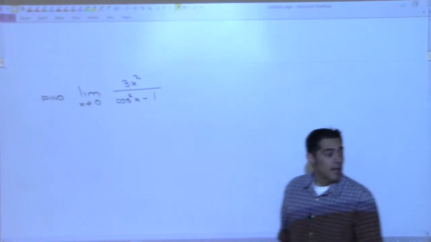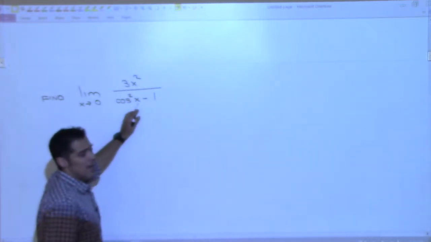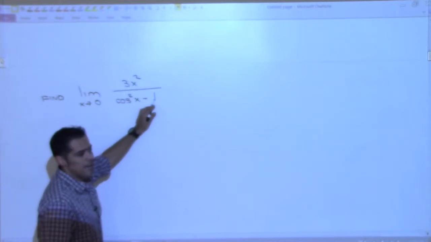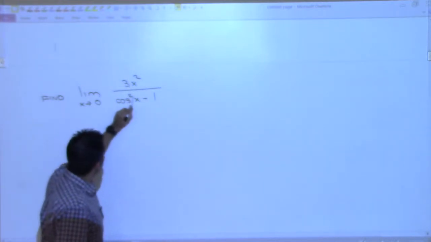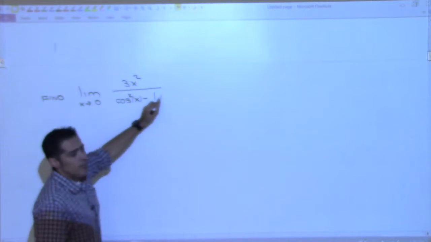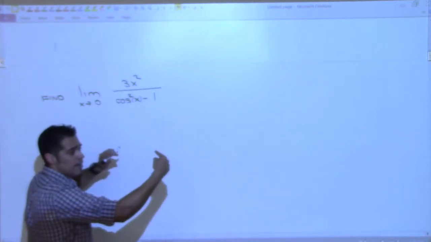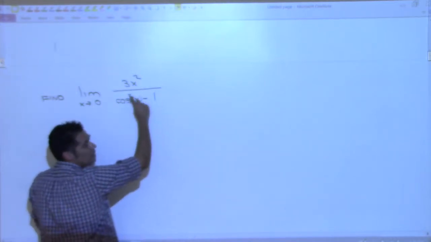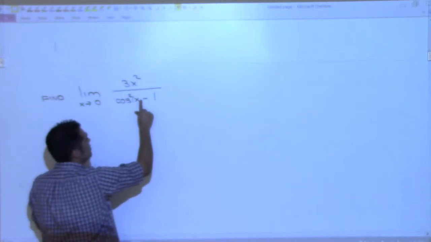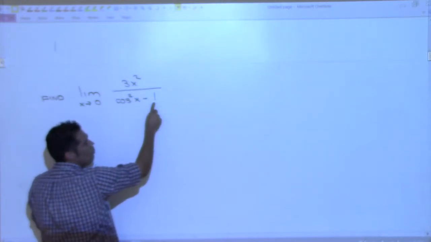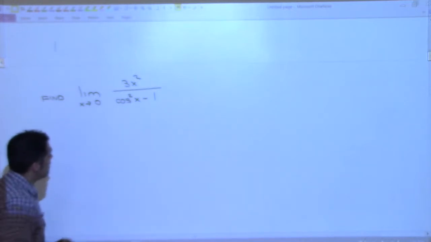Pardon? Oh, is the x minus 1 in the cosine, or is it by itself? It's by itself. So this has a parentheses around it. Had I wanted the 1 in there, then I would have needed to put parentheses around that. So without the parentheses, it's understood that that 1 is separated from the cosine.